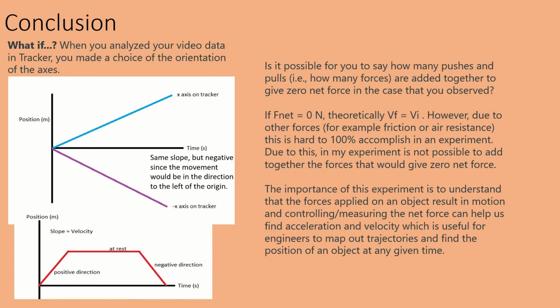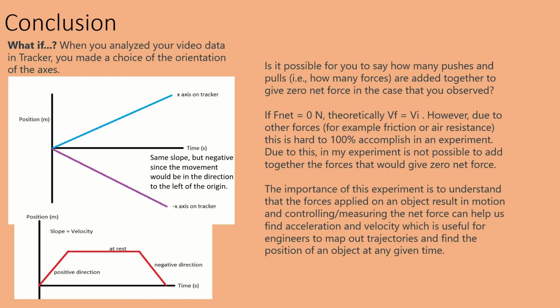They have the same slope, but negative, since the movement would be in the direction left of the origin. As you can see, it's always important to remember that in a position versus time chart, the slopes determine the direction of the ball. If the slope is positive, it's going in a positive direction, so to the right of the origin. If there is no slope at all, so if it's constant, the ball is at rest. And if it has a downward slope, it's going in the negative direction.